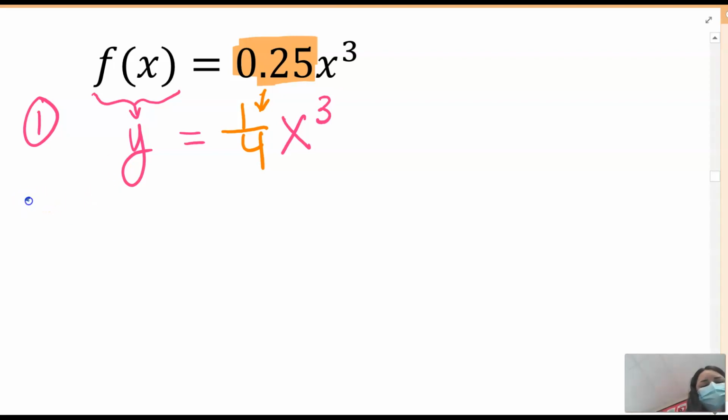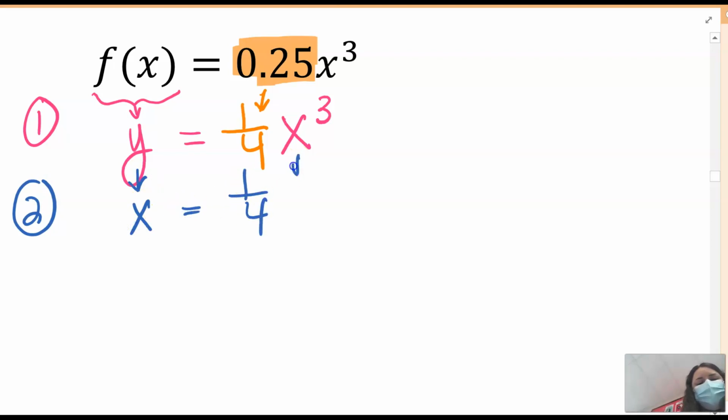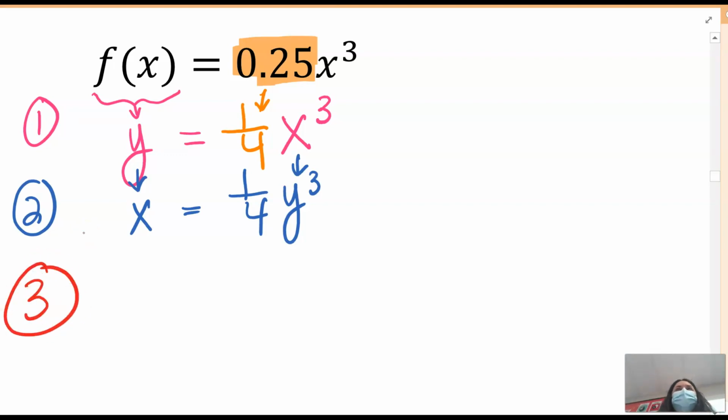Step 2 is now switch the x and the y. Y becomes x, and x becomes y. And then I need to go ahead and solve. So my step 3 is then to solve for y. I have it as a 1/4 and a cubed. So I need to get rid of the 1/4 and I need to get rid of the cubed.